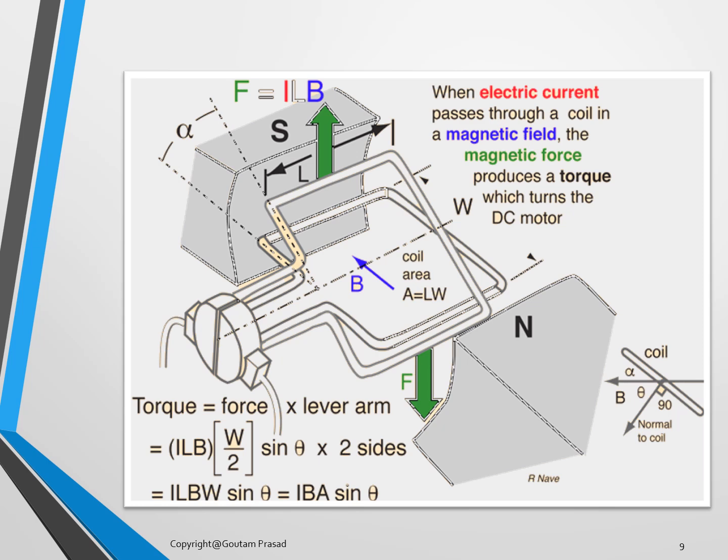So, if it is at an angle of 90 degrees, then the force is maximum because sine 90 degrees equals 1. But suppose it is at 30 degrees, then sine 30 is half, so only half of the force will be exerted on the conductor. As it goes to 0 degrees, it will experience zero force. So the magnetic neutral axis can be imagined to be where the conductor will experience no force.